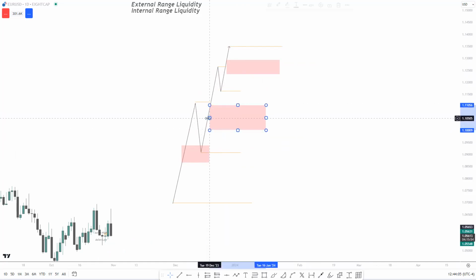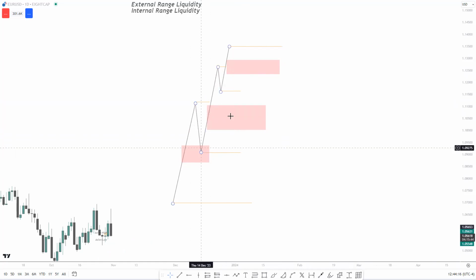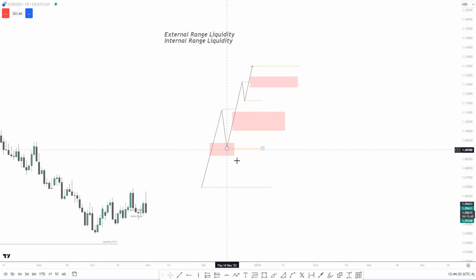Now, these fair value gaps on a high time frame, when you look at them, are going to look like a fair value gap. For example, this is the daily chart, but if you go into the 1 hour chart, the 15-minute chart, or the 30-minute chart, this fair value gap is actually going to look like a high or low. It's going to look like external range liquidity on the lower time frame. Now I'll get into examples of it.